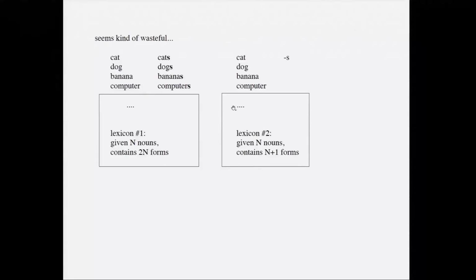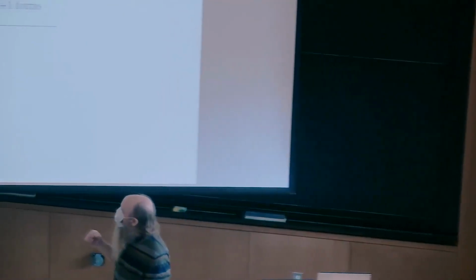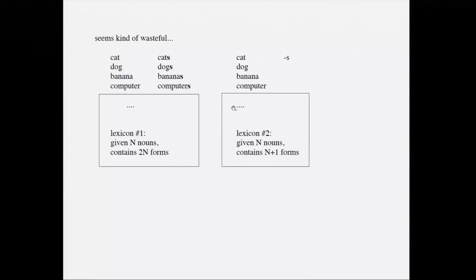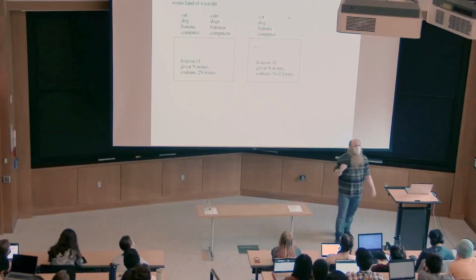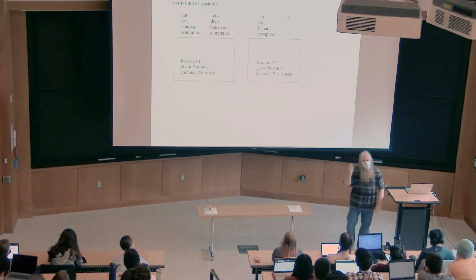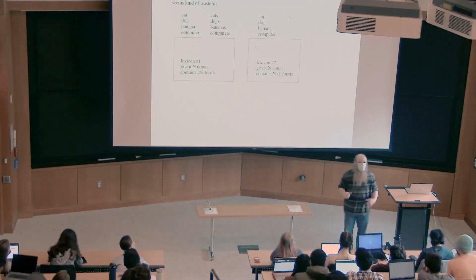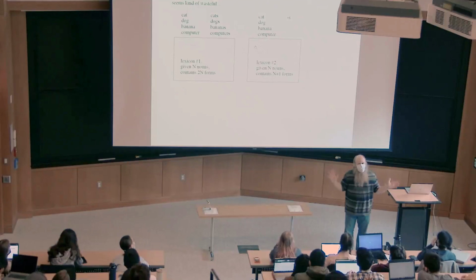And for one thing, if there's any premium at all on storage space, if it's at all useful to have a lexicon that's not all that large, well, lexicon number 1 is going to be larger than lexicon number 2, as long as you have any nouns in your lexicon at all. Because lexicon number 1, if you have n nouns, you need 2n forms, singulars and plurals, for each of them. Whereas lexicon number 2, if you have n nouns, you need n plus 1 forms, right? Forms for all your nouns plus s.